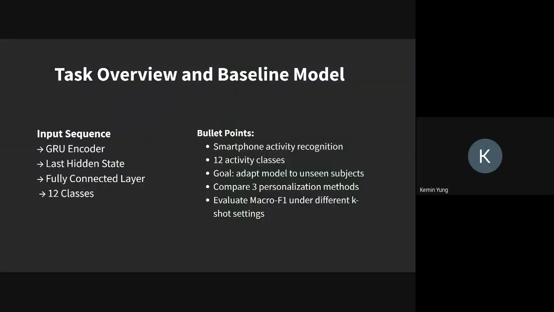Okay, so in the challenge, we study smartphone activity recognition using sequential neural networks. The goal of Task 4 was to adapt the model to unseen subjects using only a few calibration samples. We use a GRU-based model and compare 3 personalization methods under different K-shot settings. Next slide, please.